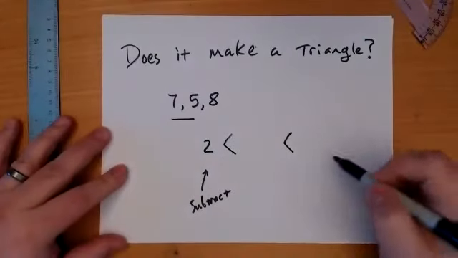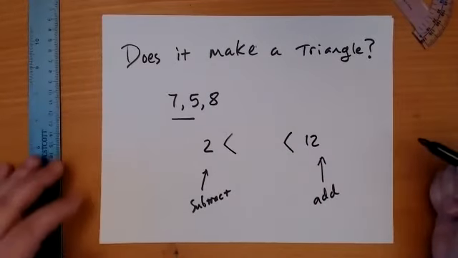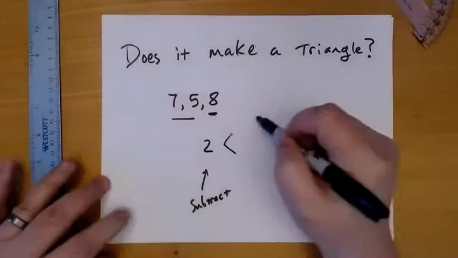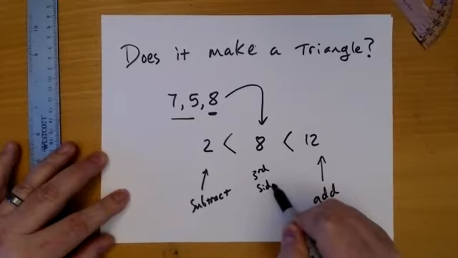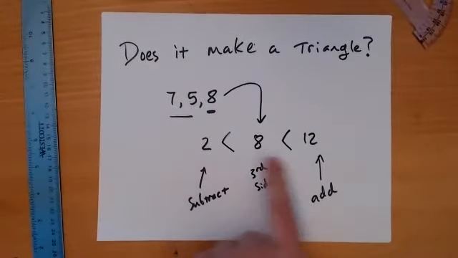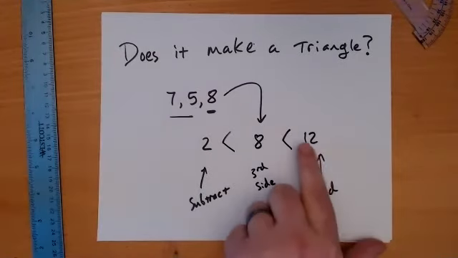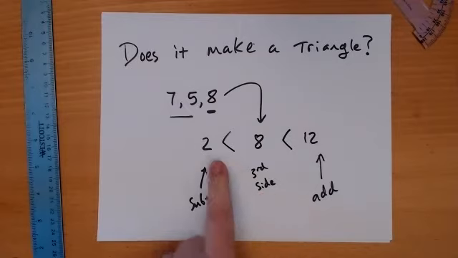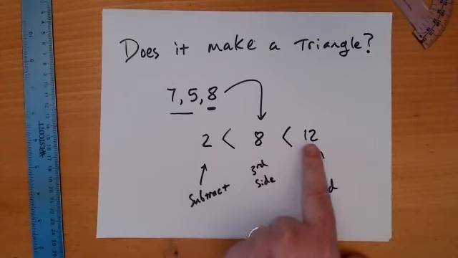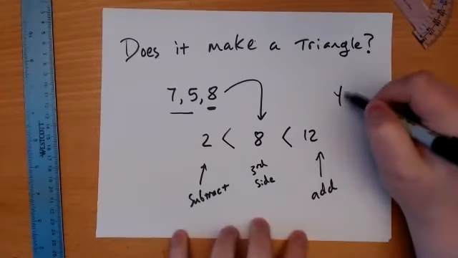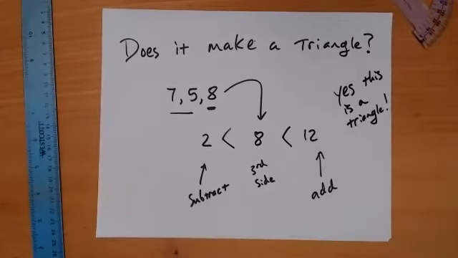So 7 minus 5 is 2. And then over here, I want you to add them up. Take the 7 and the 5 and add them up, and you get 12. And then the third number, you put it in the middle. So I subtracted the first two numbers, added them, and then took the third number and put it in the middle. Now we ask ourselves, is this true? Is 2 smaller than 8? Yes. Is 8 smaller than 12? Yes. So yes, this is a triangle. That's all you have to do.